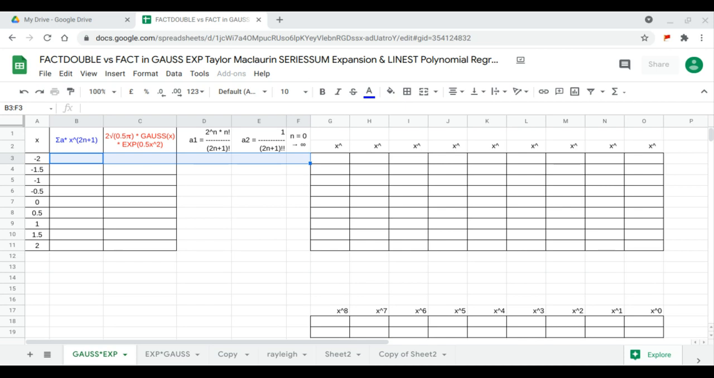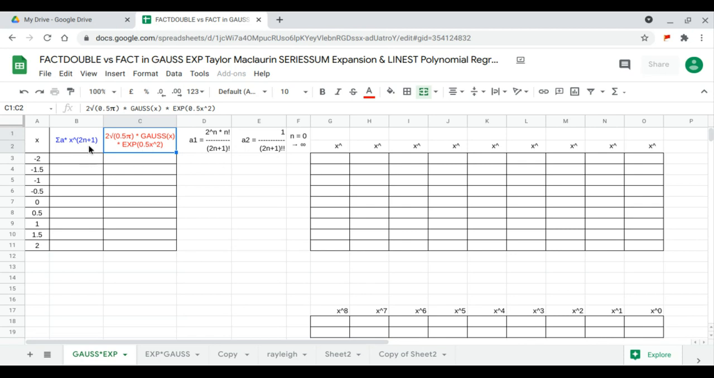In this video, we'll use the factorial and double factorial expansion coefficients to generate the Taylor-Maclaurin series sum expansion of this Gauss exponential function. It is 2 times square root of 0.5 pi times Gauss of x times e to the power 0.5 x squared.